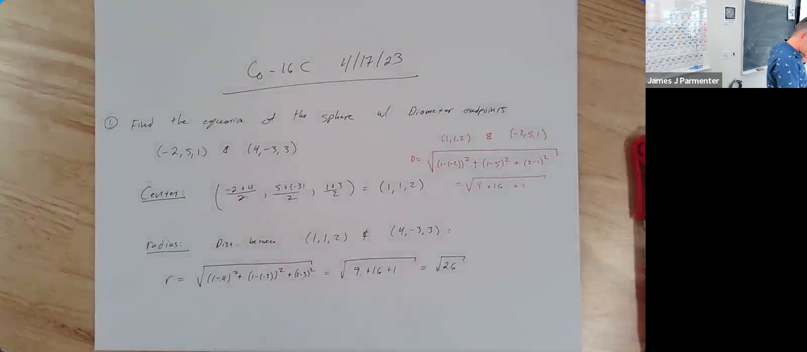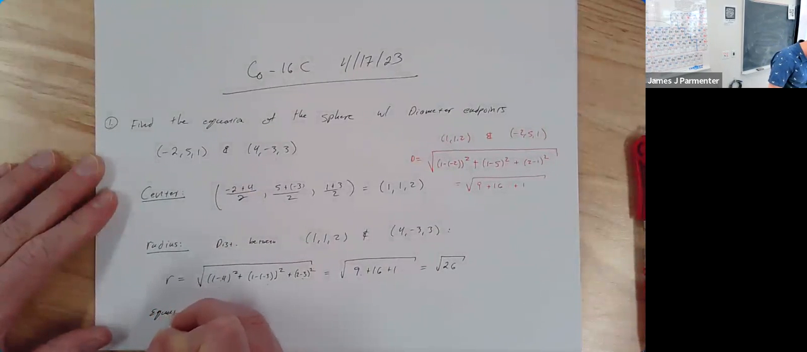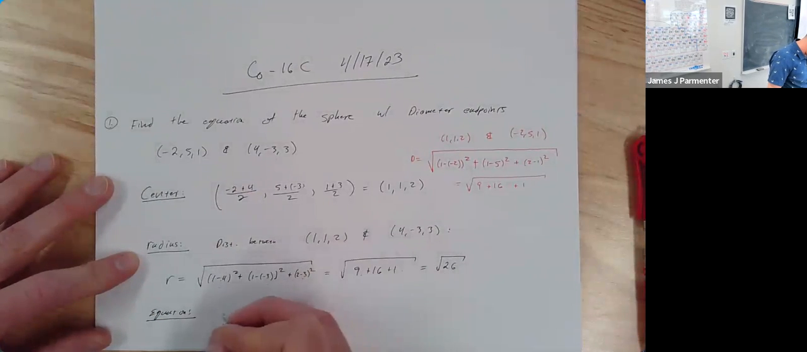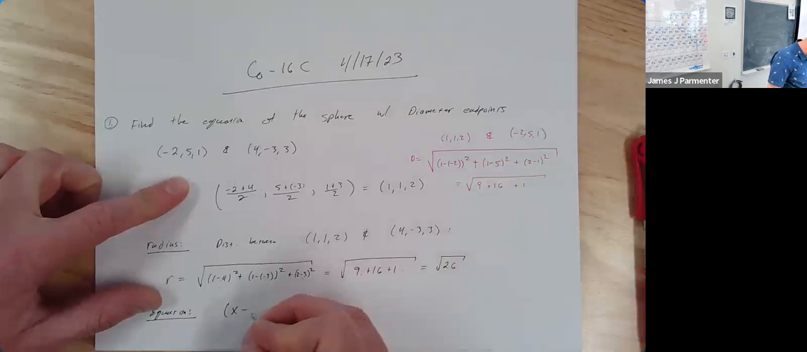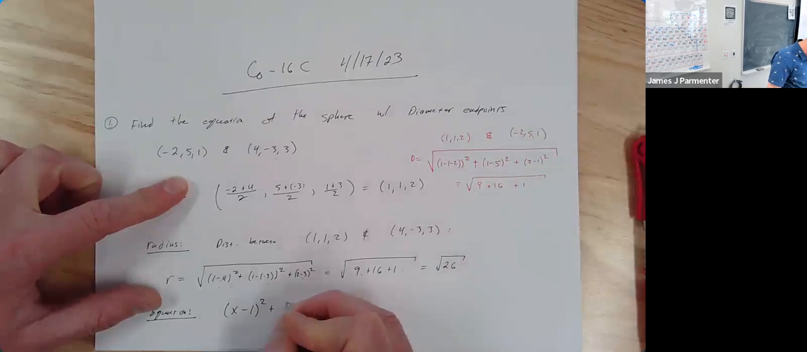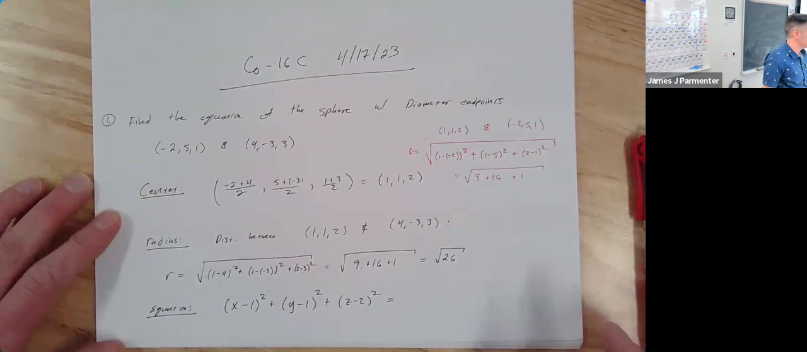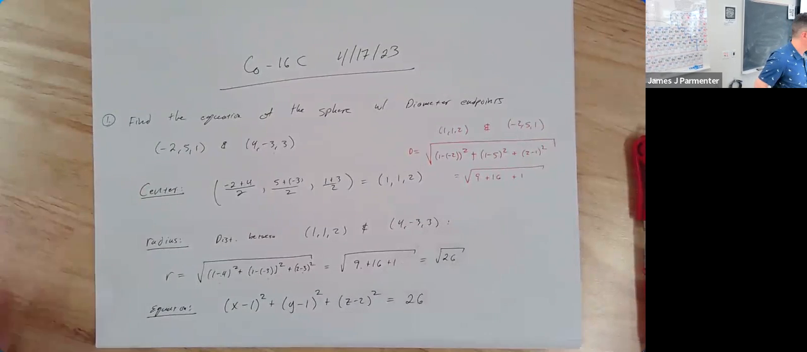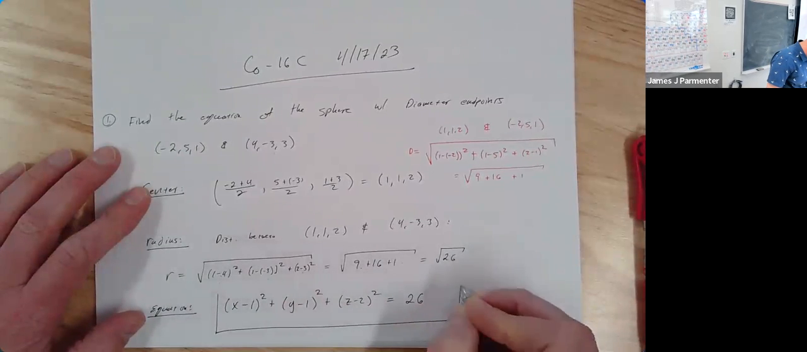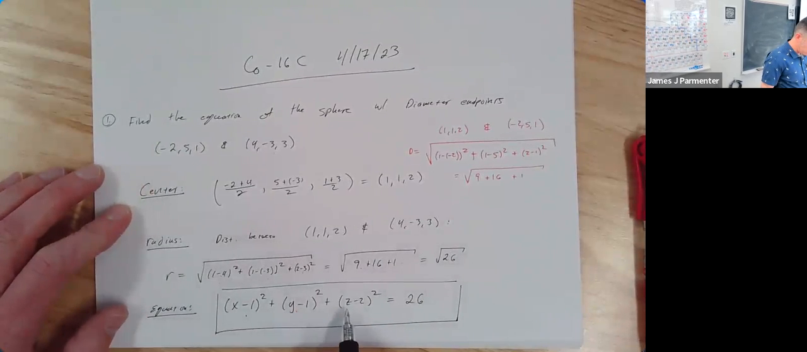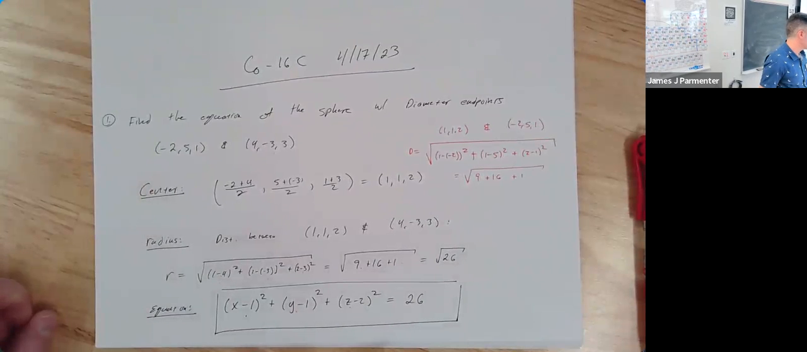And we're not done. They said to find the equation. So we have to take our center and our radius and then write the equation. So our equation is going to be x minus the x-coordinate, which is 1, squared, plus y minus the y-coordinate, y minus 1 squared, and then z minus the z-coordinate, so z minus 2 squared, is equal to, I could write the square root of 26 squared, but it's probably easier just to write 26. That is the equation of our sphere, centered at 1, 1, 2, with radius square root of 26.